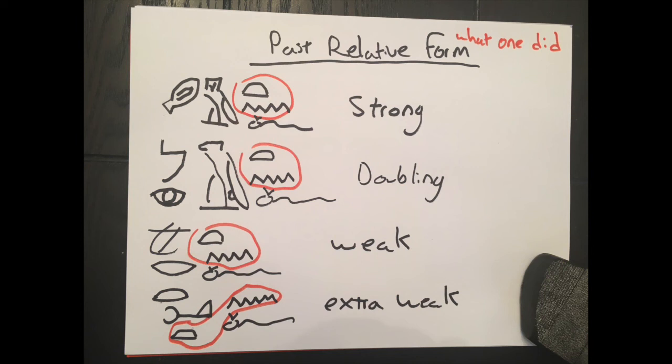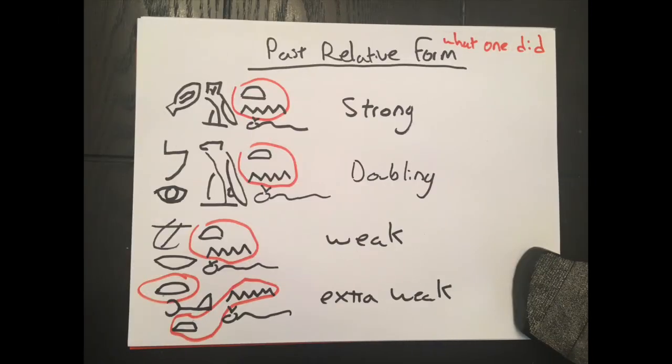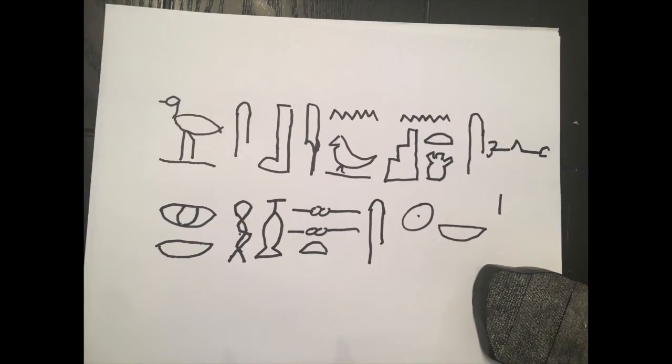So our clue to know you're in the past relative form is that T, similar to the participle, but also getting the N, which again is like the ED of a verb, like in English, like love versus loved. So that is how you know if you're looking at a past relative form. Again, noting that the extra weak also gets the R before it. It's not in every word, but it's enough to take notice. If you see an extra R and you have the T and you have the N, you're in the past relative form.